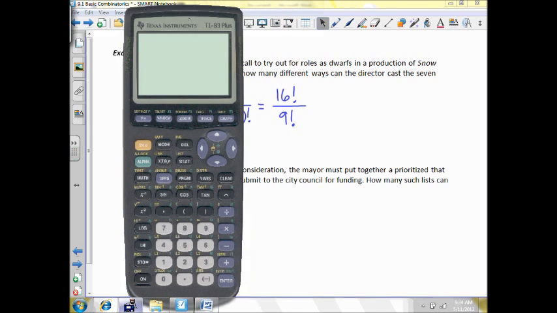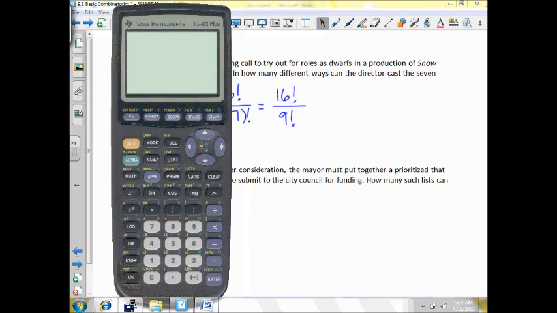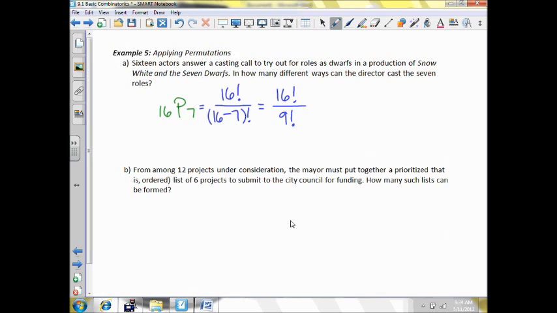Now, again, we can do this on our calculator. We can do 16 factorial divided by 9 factorial. You get an answer there of 57,657,600. So there's 57,657,600 different ways that the director can choose who is which dwarf.